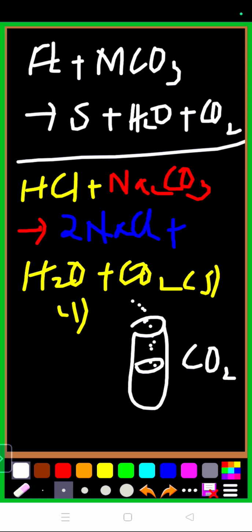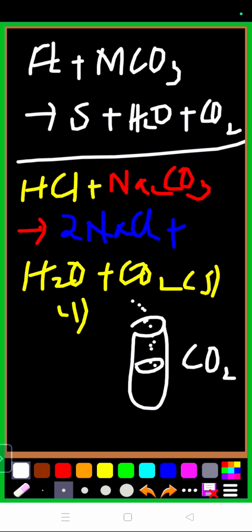Exactly. Why can't you remember that certain substance? That certain substance is lime water. Pass the gas through lime water, and lime water turns milky. So that is lime water. You must remember that the test is to pass the gas through lime water.